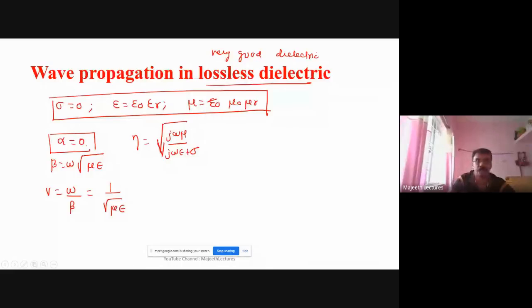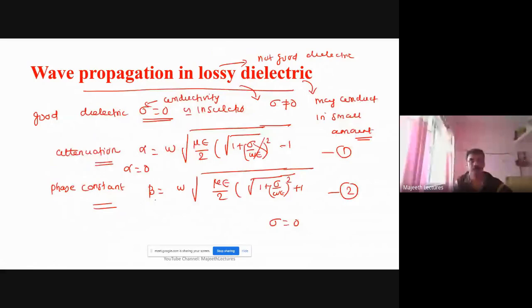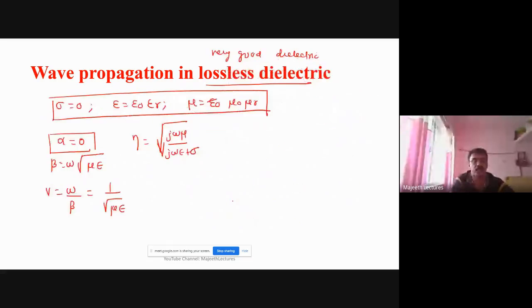Next, what about phase constant? Again, substitute sigma 0. So it will be omega root of mu epsilon by 2 into root of 1 plus 1, which is 2. So beta is omega root mu epsilon. Velocity is omega by beta, this will be cancelling, so velocity is 1 by root of mu epsilon.